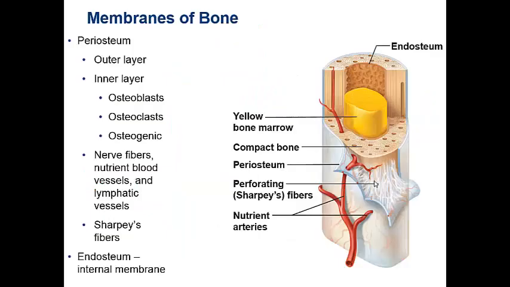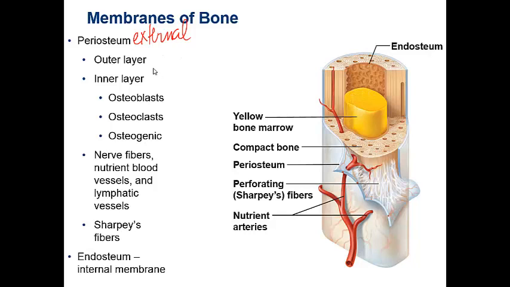So our next slide is now showing some of the membranes of the bone, which you saw on the previous slide. And these membranes are going to include, first of all, this double layered membrane called the periosteum. And the periosteum is covering the external surface of the bone. So it's the outer layer. And again, it's a double layer, but it's on the outside of the bone.